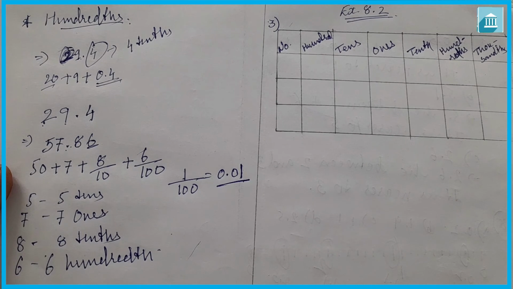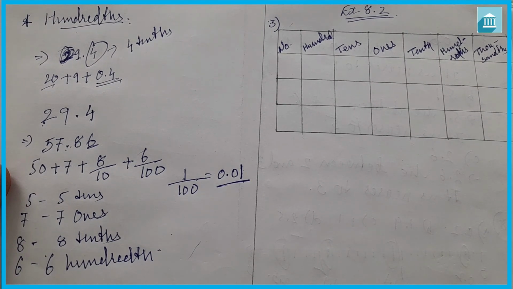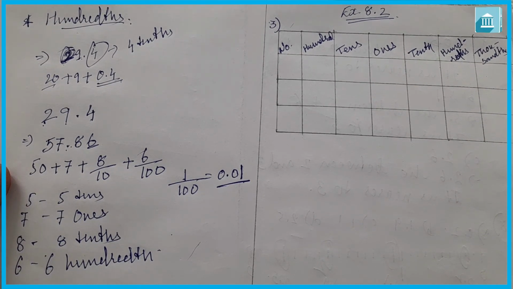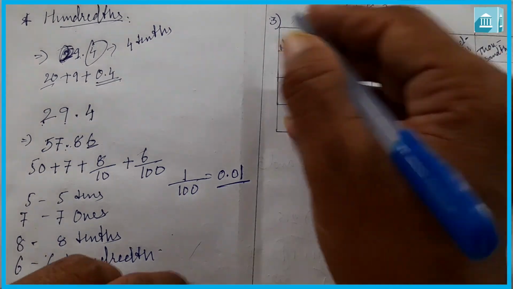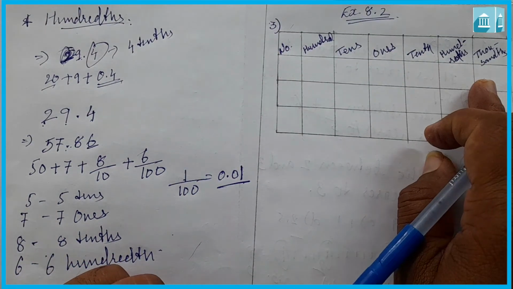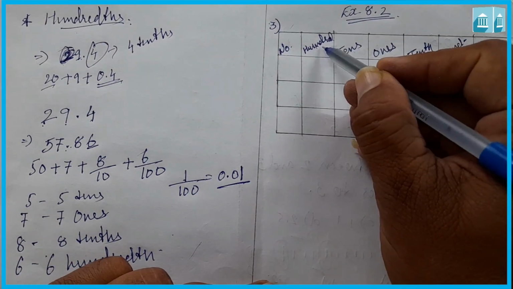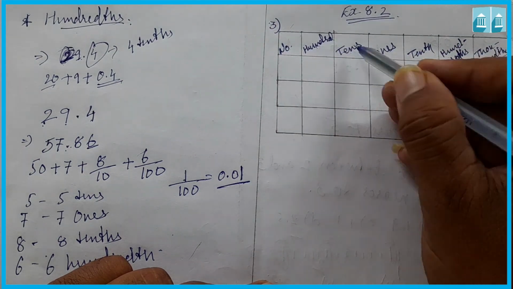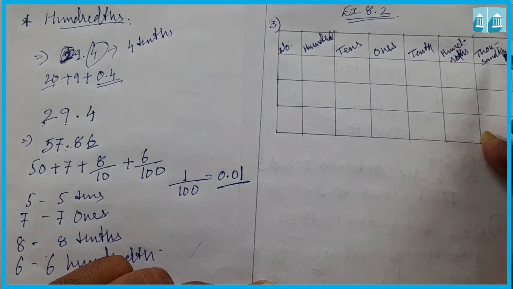Question number 3 is here. Write the following decimal in place value table. Here the number is given. We have to make a place value table like this. Place value table you already know: hundreds, tens, ones, tenths, hundredths, thousandths.